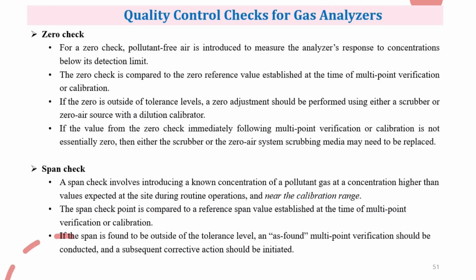source. Also, if the zero check value is not close to zero after our multi-point verification, we may need to replace the scrubber's media. For the span check, we introduce a known concentration of pollutant gas that is higher than what we usually expect. Then we compare this result to a reference value established during our earlier checks. If it's outside the acceptable range, we perform another multi-point verification and take necessary actions to ensure everything is accurate.